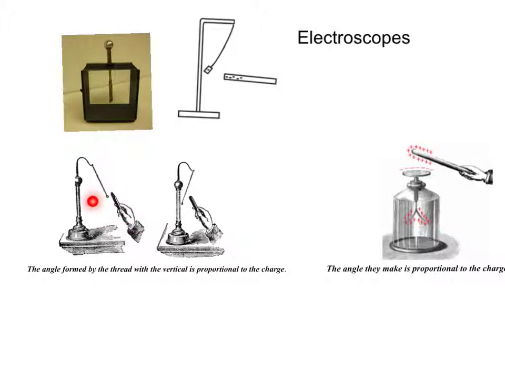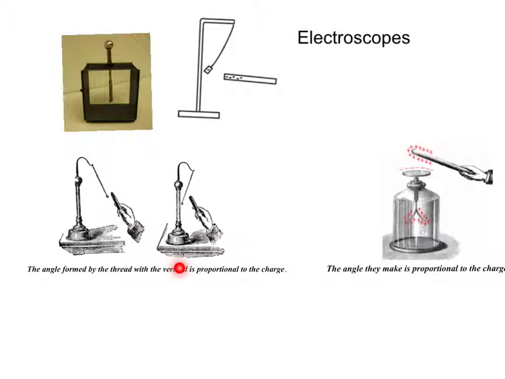The foil will be polarized and attracted to that charged object. So when it touches that charged object, it gets charged up by conduction. And now it has the same charge after it touches that charged object, and so it will be repelled away. The angle that is formed by the thread with the vertical is proportional to the charge.